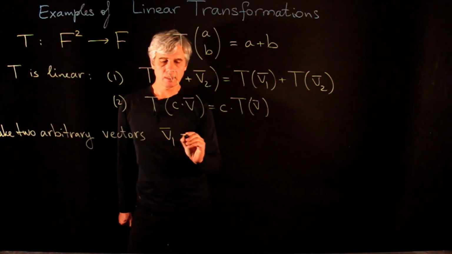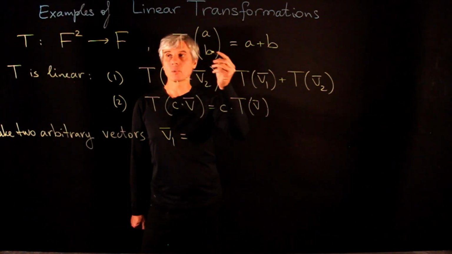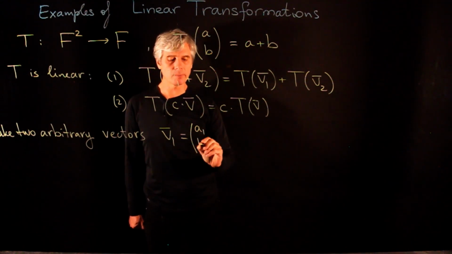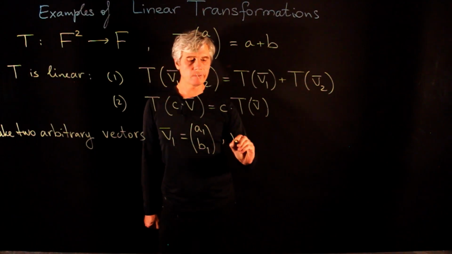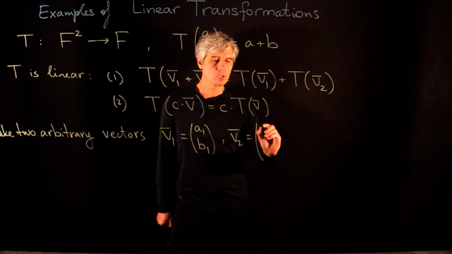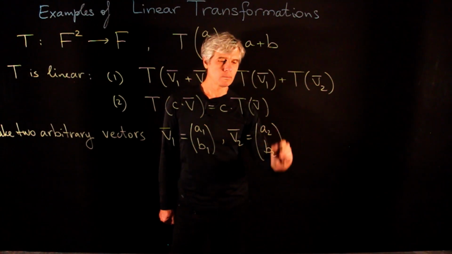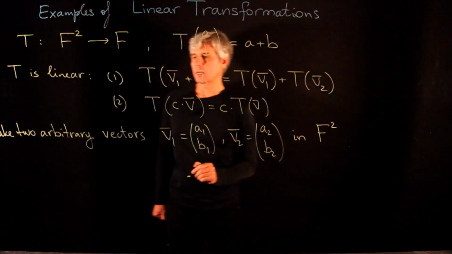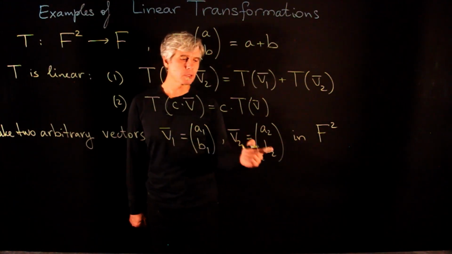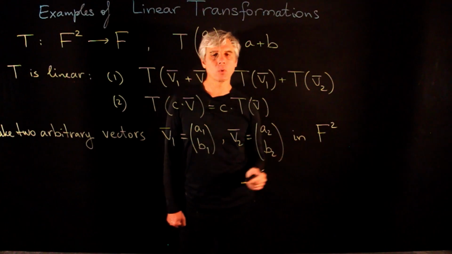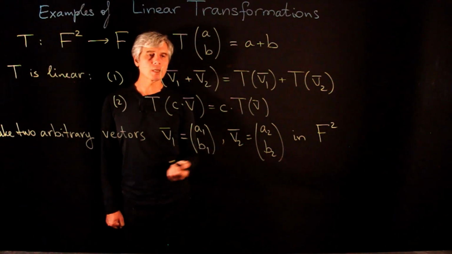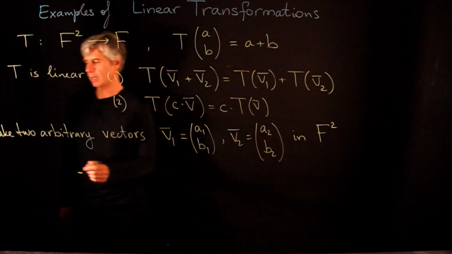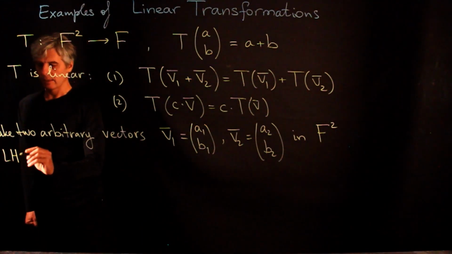V1 and V2. Here it's good to specify how these vectors look. So we're going to write V1 as A1, B1, and V2 as A2, B2, in F2. So we're going to check that for arbitrary vectors, this property holds. And to check this property, again, we compute the left-hand side, the right-hand side, and verify that they are the same.